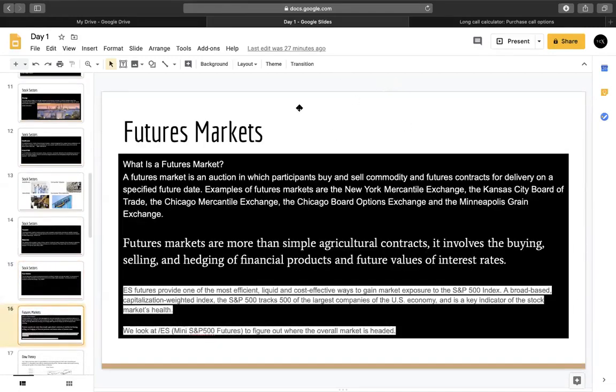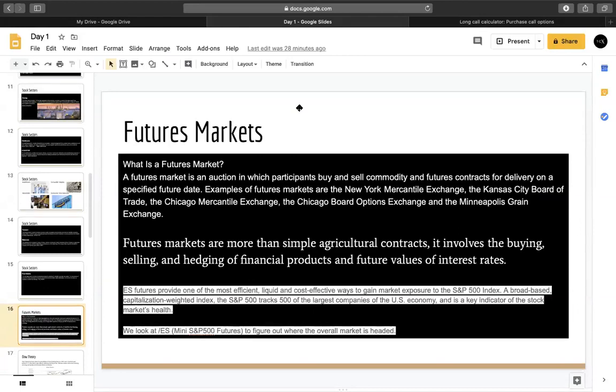Now, futures, right? What is the futures market? So a futures market is essentially an auction where people buy and sell commodities and futures contracts for delivery on a specified future date. Examples of futures markets are the New York Mercantile Exchange, the Kansas City Board of Trade, the Chicago Mercantile Exchange, the Chicago Board Options Exchange, and the Minneapolis Grain Exchange. Futures markets are more than simple agricultural contracts. They involve buying, selling, and hedging of financial products and future values of interest rates.